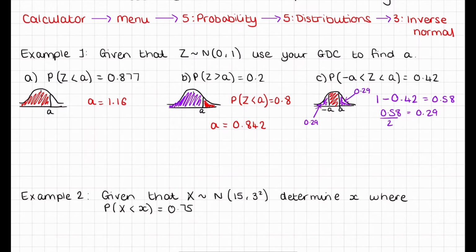So say for example, this section here will be 0.29, and this section there will be 0.29. So from there then, we can then work out what our A values are. So we can work out what negative A is, because we can do that z is less than negative A, and that would equal 0.29. That will equal negative 0.553, so therefore A would equal 0.553.